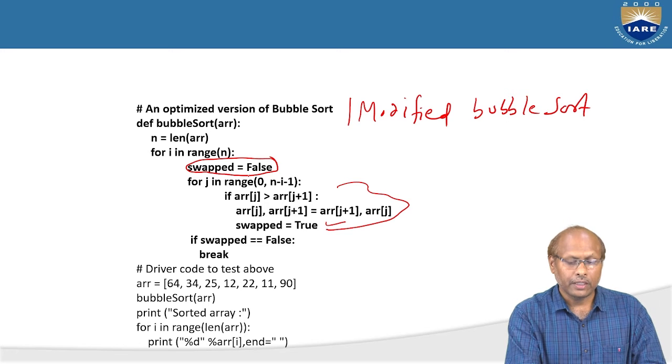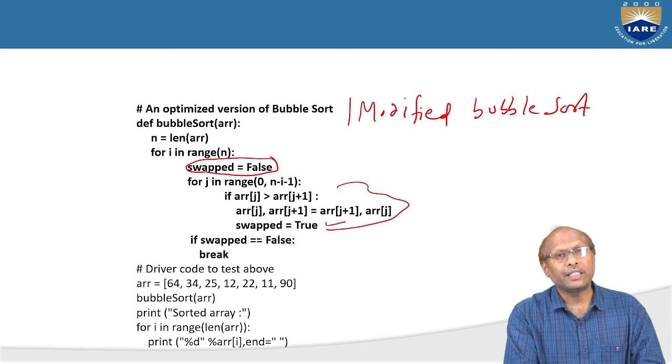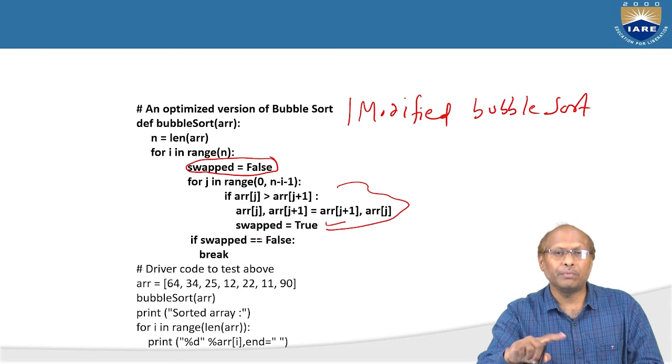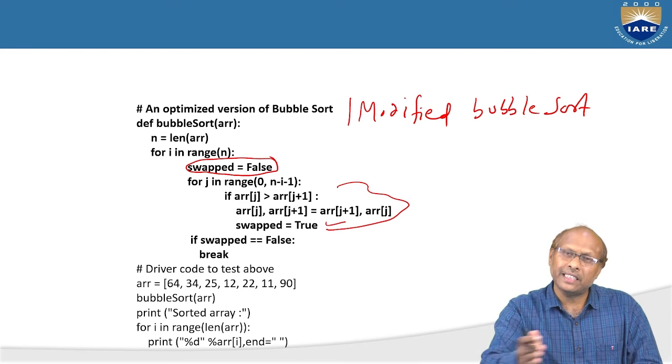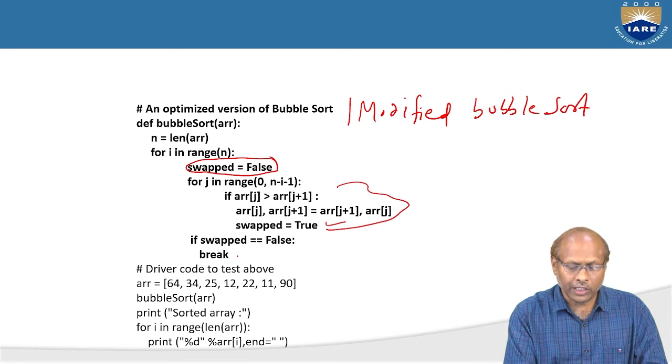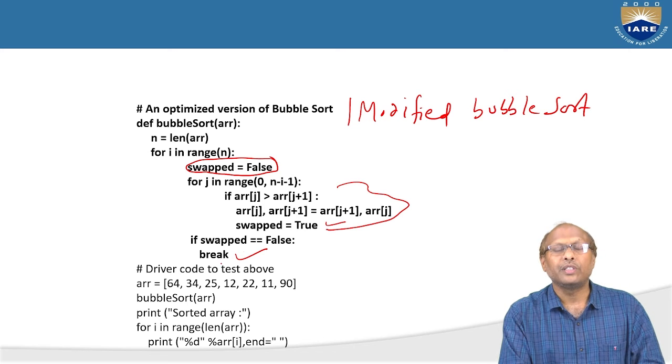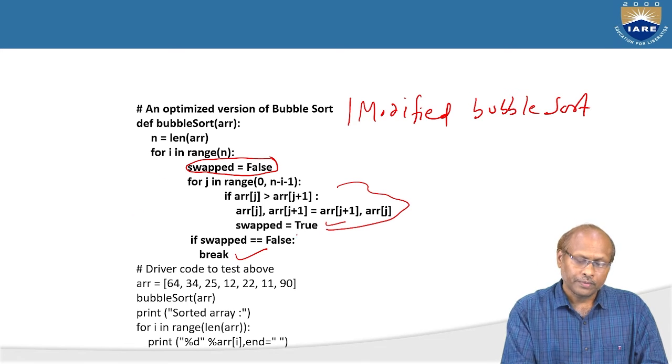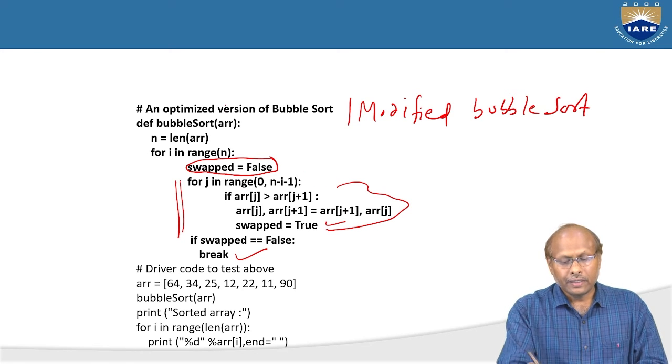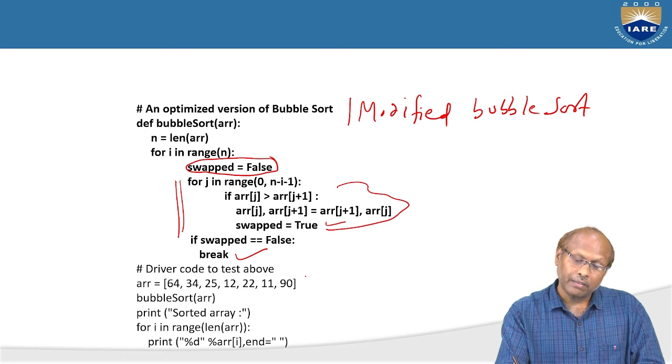Otherwise swapped is false. If swapped is false, it means what? There is no bigger element before one. That means everything is already in sorted order. If it is false, simply break the loop. Nothing to repeat in the iteration. So it has repeated how many times? N times. That is the best case, which will arise whenever the elements are already in sorted order.